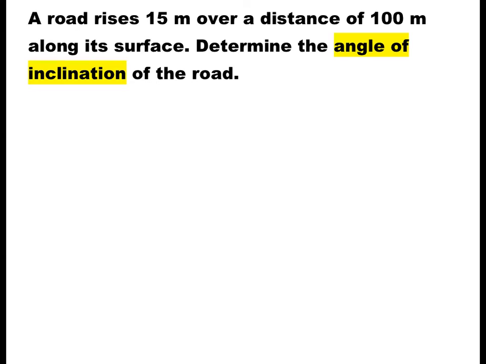In the second example, you have a road which rises 15 meters over a distance of 100 meters. We are supposed to find the angle of inclination. Now, angle of inclination is the same as angle of elevation. So again, the first step is to draw the diagram. We have a road which rises 15 meters over a distance of 100 meters, and we have to find the angle of elevation or inclination, which is this angle.